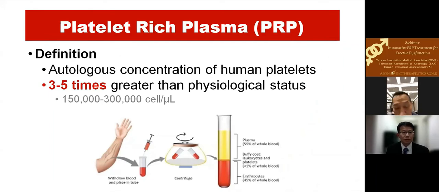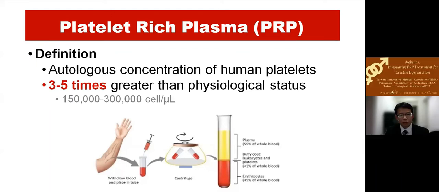To prepare PRP, we can withdraw the whole blood from the patient and put it into a special kit. And after centrifugation, the erythrocytes would be separated from the PRP. And we withdraw the PRP to inject wherever the target tissue we want to treat.